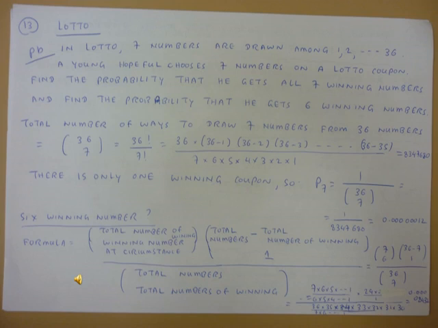So therefore the probability of the 7 is going to be 1 divided by 36 choose 7. So 1 divided by 8347680, which is 0.000000012. So this is the probability of winning the coupon. Now the 6 winning numbers have to be calculated.